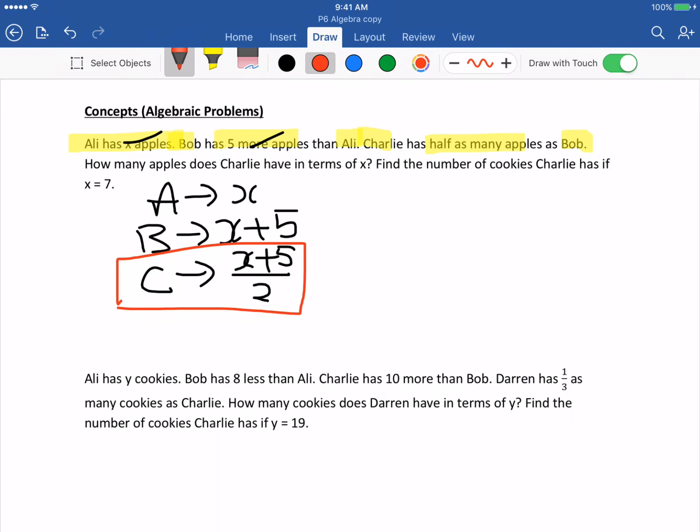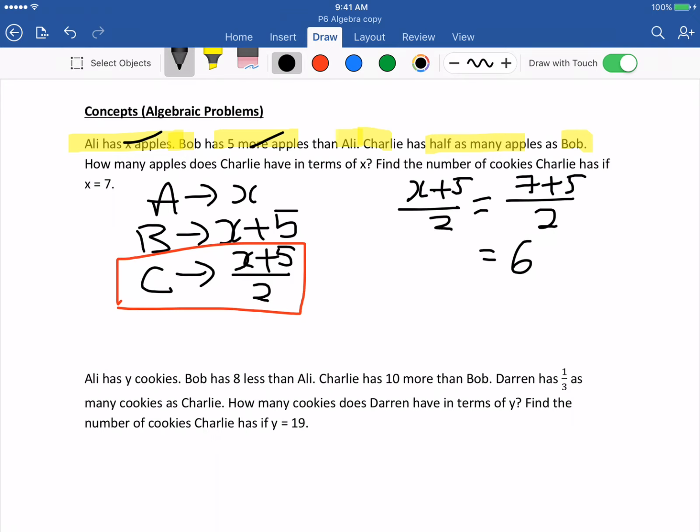Okay, the next one. Find the number of apples Charlie has if X equals 7. So we just substitute it in. X equals 7. So we write X plus 5 over 2. Replace X by 7, so it'll be 7 plus 5 over 2. What's 7 plus 5 over 2? It equals 6. Okay, that's the answer.